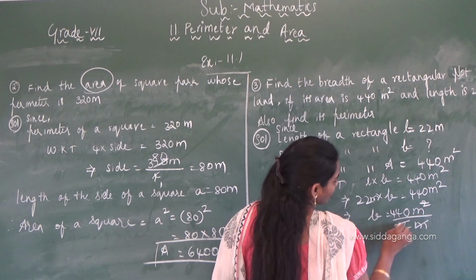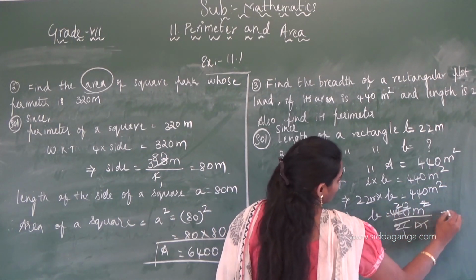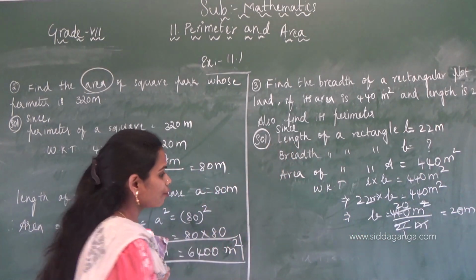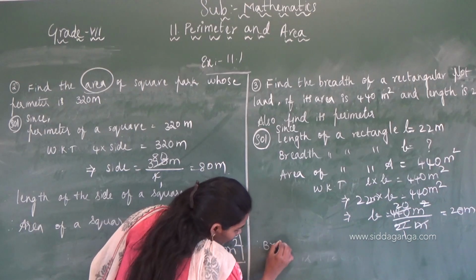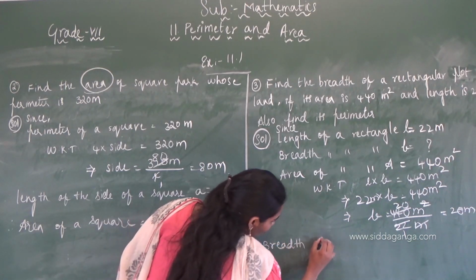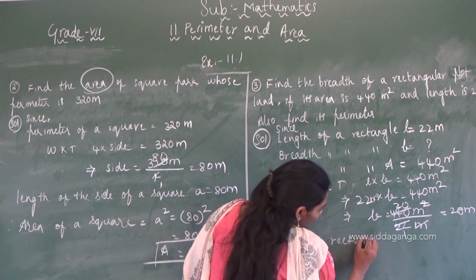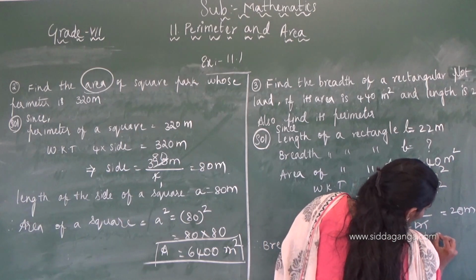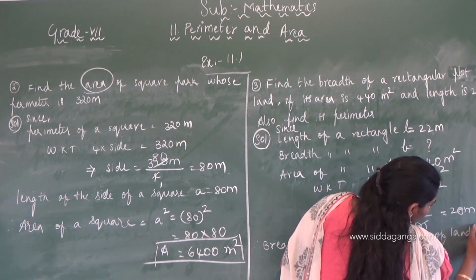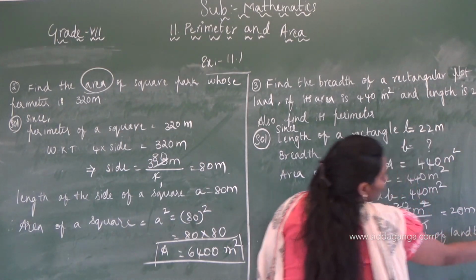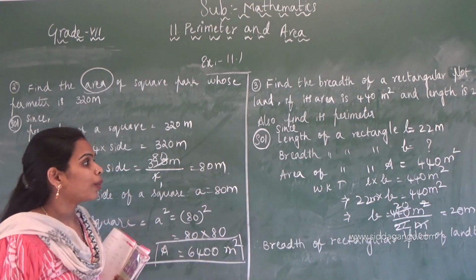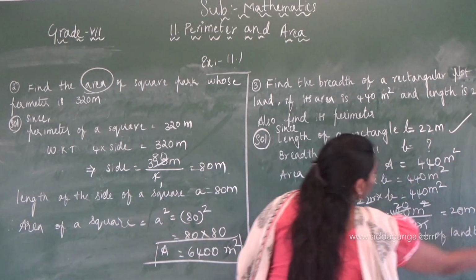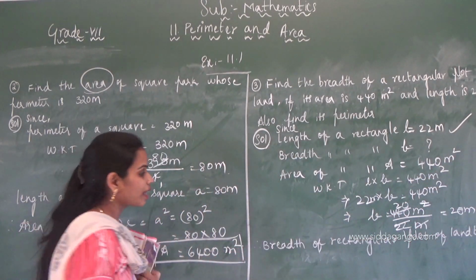22 1s are 22, 22 20s are 440. Therefore, the breadth of the rectangular plot of land is B equals 20 meters. Here we know the length and also the breadth. Easily we can find its perimeter.